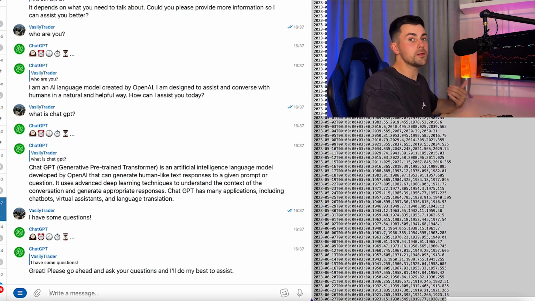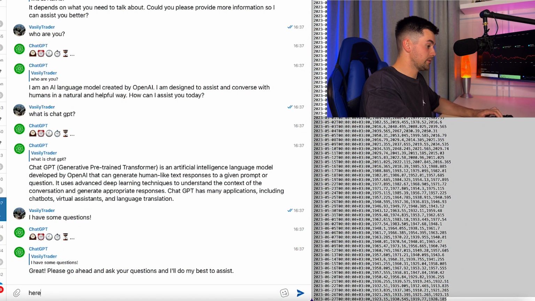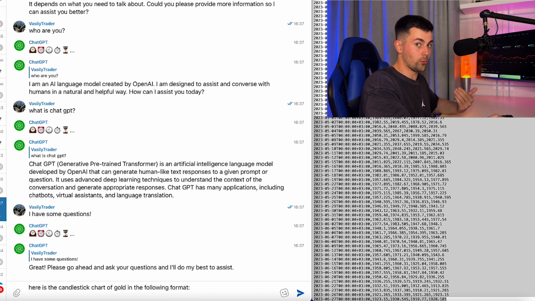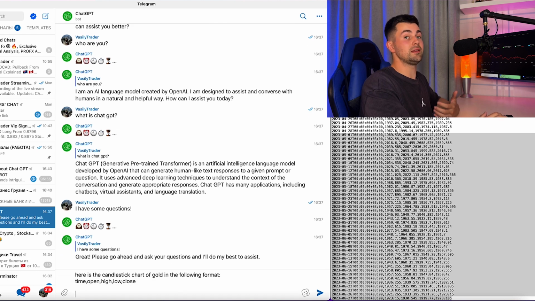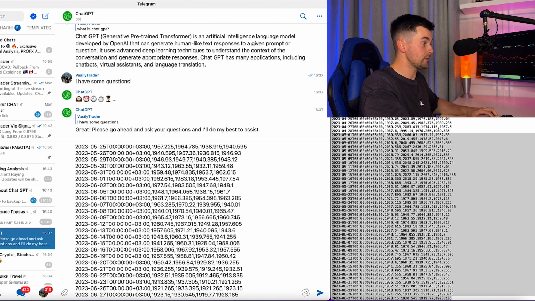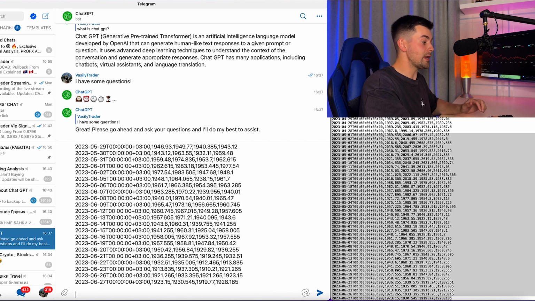A quick reminder is that because of the restrictions of ChatGPT in my country, we will use the Telegram bot with ChatGPT. And here is our question to ChatGPT. Here is the candlestick chart of gold in the following format. And then we should clarify the format of the data that we will provide: it is the time, open, high, low, and close. And then we paste the data from the text file. So we paste that data. And finally, we ask, please analyze the market trend.